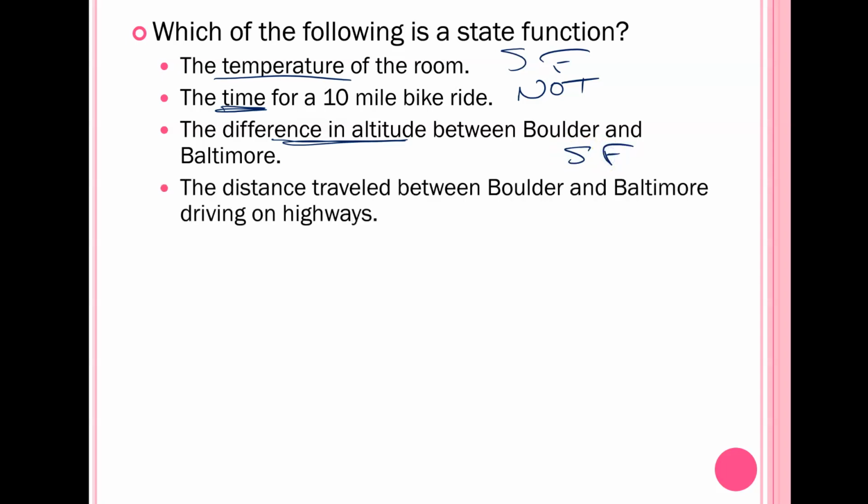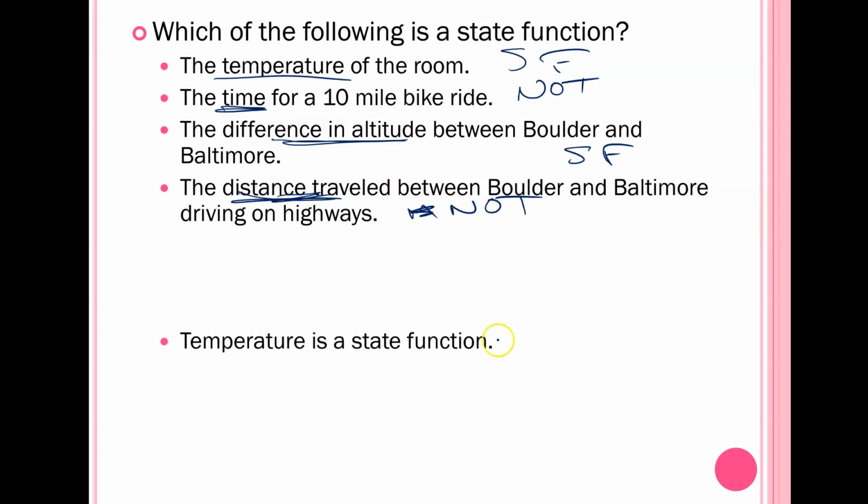However, if I decided to measure the distance it takes to drive from Boulder to Baltimore, it would be a little bit different. If I decided to go straight away and take I-70, which goes right into downtown Baltimore, I could measure that distance. But what if I decided to take a detour to, say, New Orleans? That would make a big difference in my measurement. So this is not a state function.